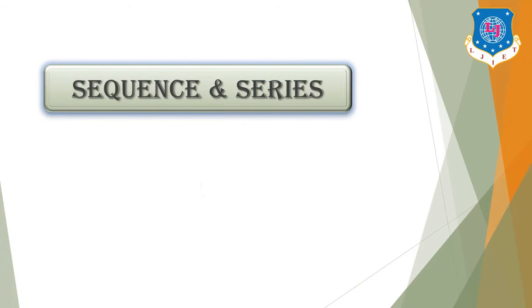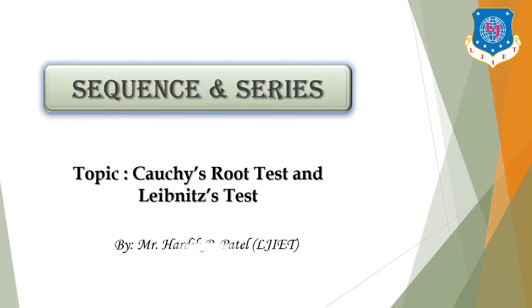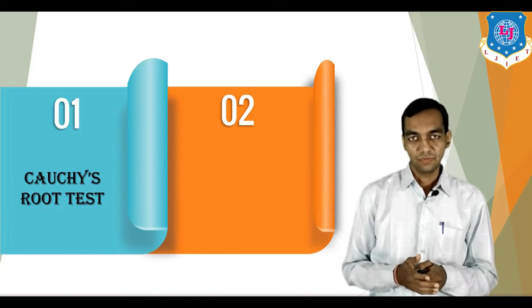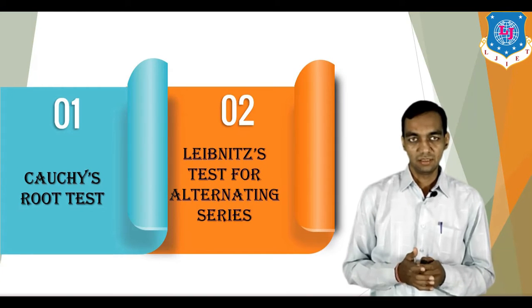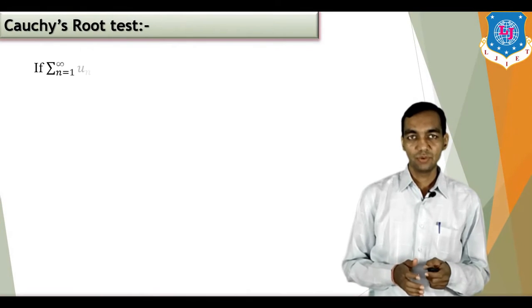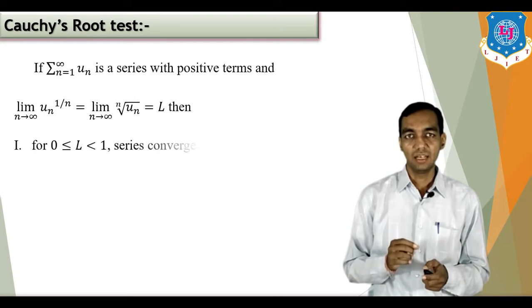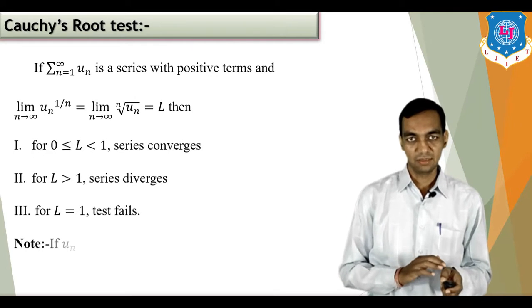Hello friends, till last lecture we have seen the basic concepts of infinite series. Some of the topics we have completed are the partial sum, integral test, P series, comparison test and ratio test. Today we are going to start with the root test and the Leibniz test. So these are the two topics we are going to discuss today. First one is Cauchy's root test and second one is the Leibniz test for alternating series.